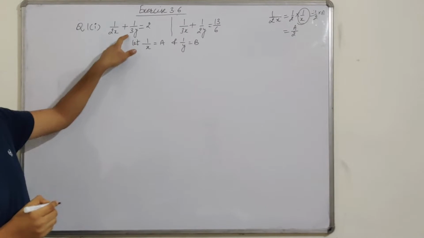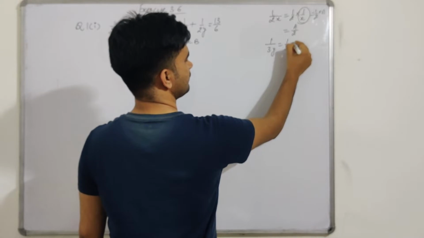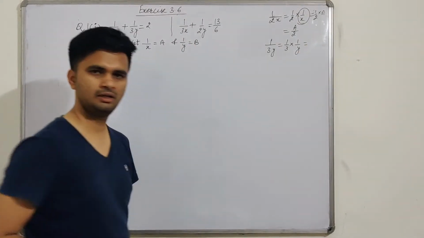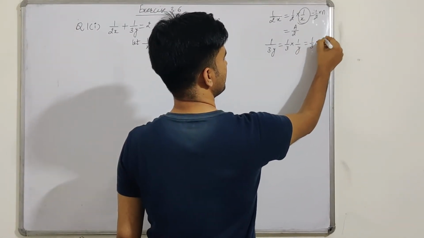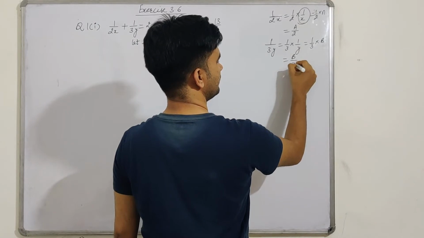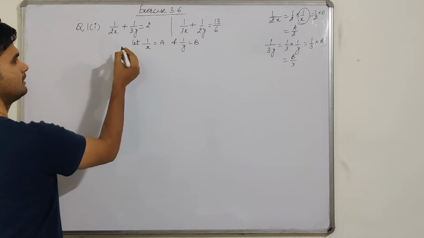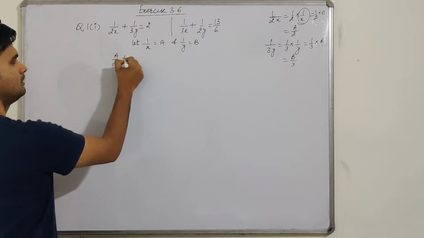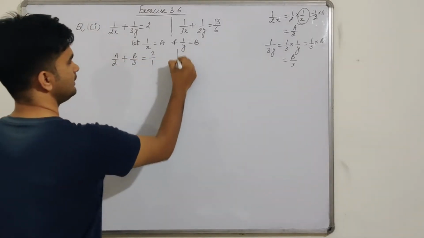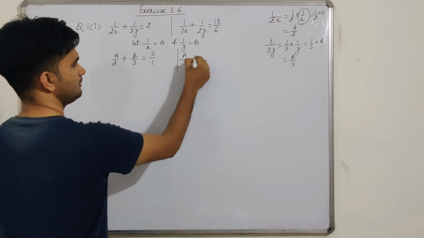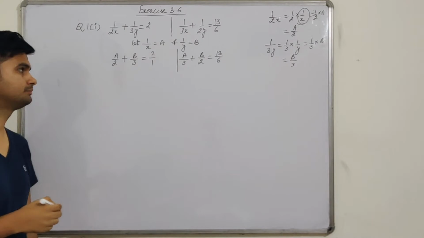In the same way, this 1 over 3y can be written as 1 by 3 into 1 by y. Now I am taking this 1 by y as b, so it will become 1 by 3 into b, which is b by 3. So this first equation will become a by 2 plus b by 3 is equal to 2 by 1. In the same way, this will become a by 3 plus b by 2 is equal to 13 by 6.